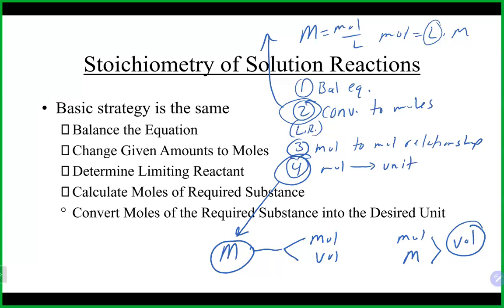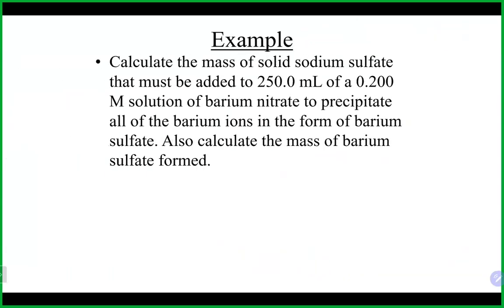Any questions on there? So let's take a look at one here together and go through the different steps that we want to look at when we're doing this type of problem. We want to calculate the mass of solid sodium sulfate that must be added to 250 milliliters of a 0.2 molar solution of barium nitrate to precipitate out all the barium as barium sulfate. We also want to calculate the mass of barium sulfate that's formed. So this is a 2-for-1 type question. There are 2 different problems happening.